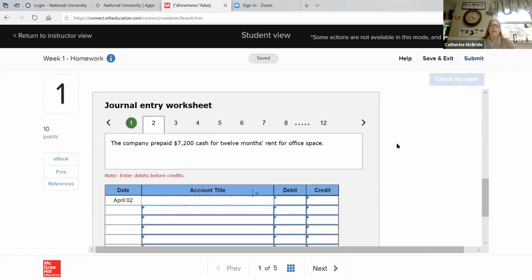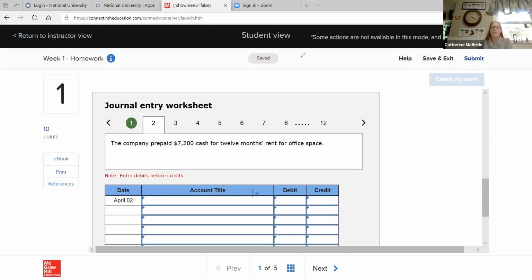The company prepaid $7,200 cash for 12 months rent for office space. Okay, what happened? So the company paid $7,200. We wrote a check for $7,200 for rent. Have we incurred any rent expense yet? No. What do we have to do to incur rent expense? Yeah, we have to spend time in the building, which we haven't done yet. We paid this in advance.